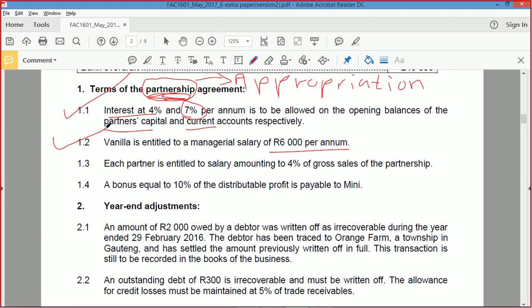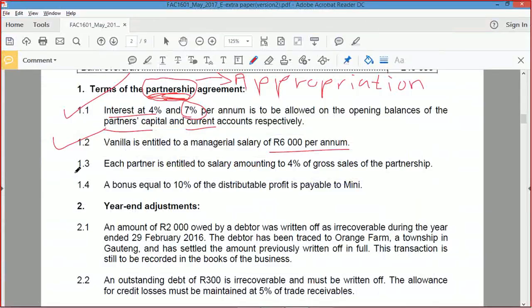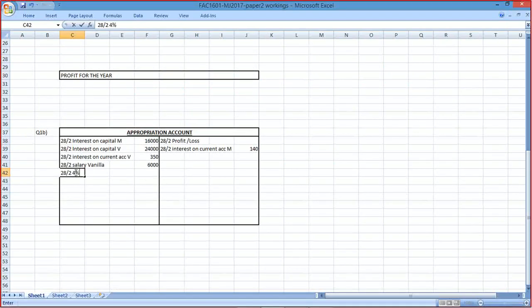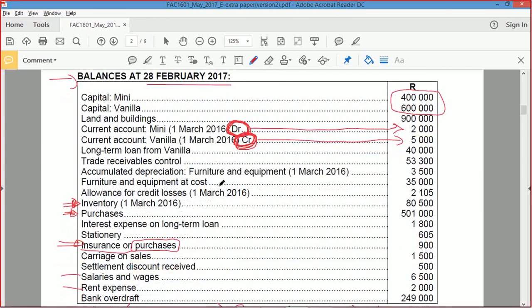Each partner is entitled to a salary amounting to 4% of... Yes, that is needed. Correct. So now there's an additional salary. Do you agree? Yes. Okay, so another salary, 4% of gross sales. So let's just write salary M, bracket 4% of sales, and then salary V, 4% of sales.